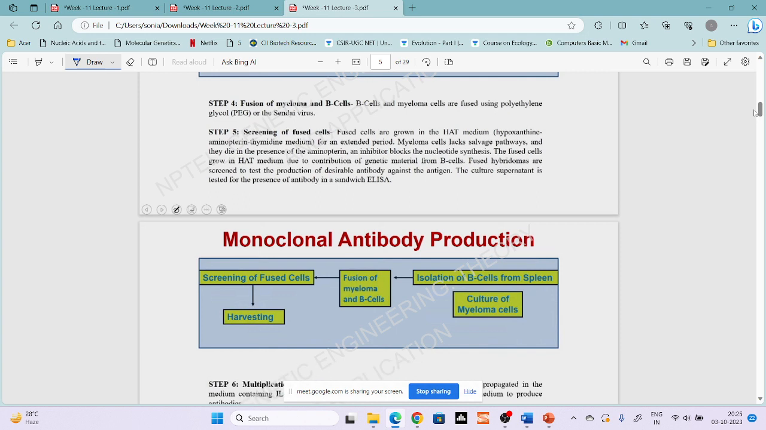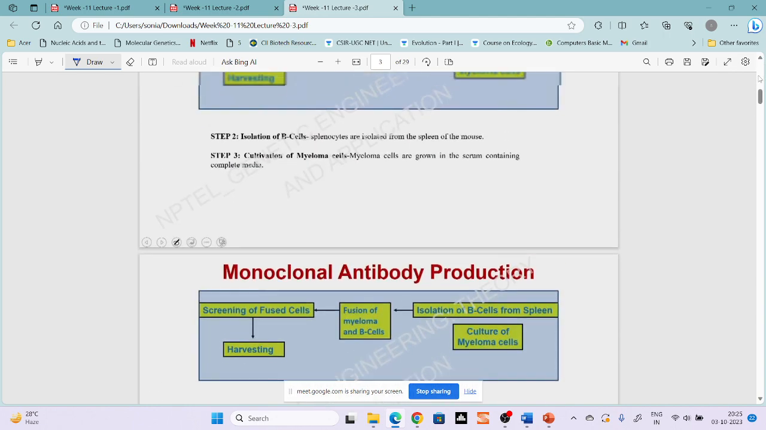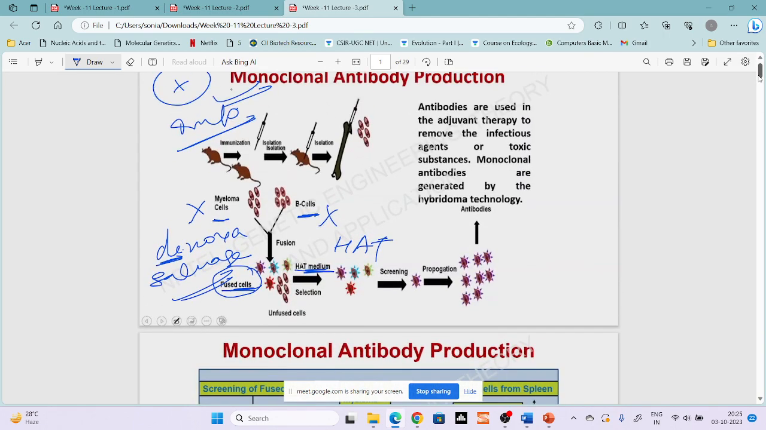So what happens is this: aminopterin blocks the de novo synthesis pathway. So when the de novo nucleotide synthesis pathway is blocked, nucleotides will not be synthesized, and therefore those cells will die. B cells will anyways die after some time, because these are not indefinite cells.